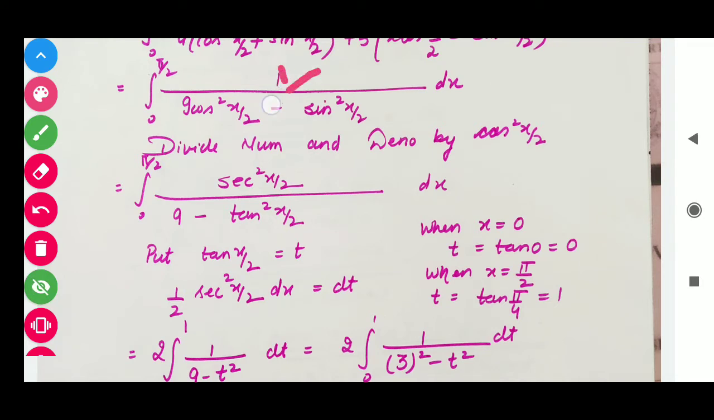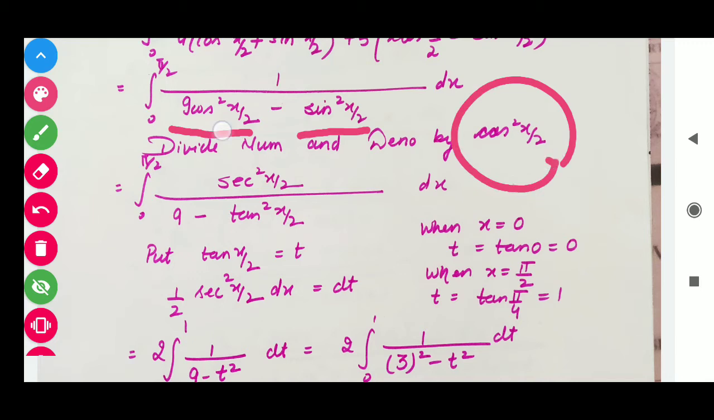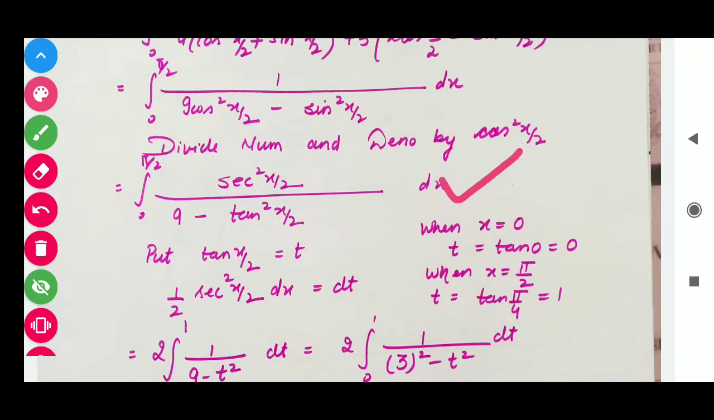1 over cos square x by 2 is equal to secant square x by 2, and in the denominator 9 cos square x by 2 minus sin square x by 2. If we divide this by cos square x by 2, then we get 9 minus tan square x by 2. Now students, this comes in the form of the substitution method. If we put tan x by 2 equal to t, then its derivative is secant square x by 2, and the derivative of x by 2 is 1 by 2, so dx is equal to dt.